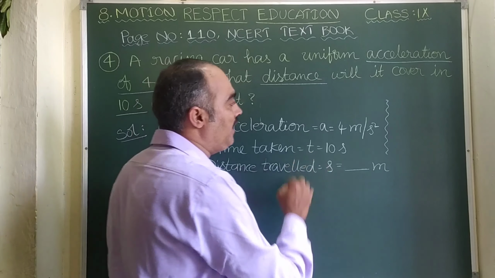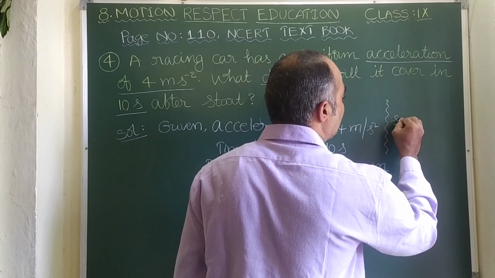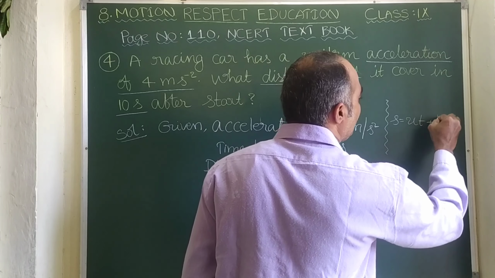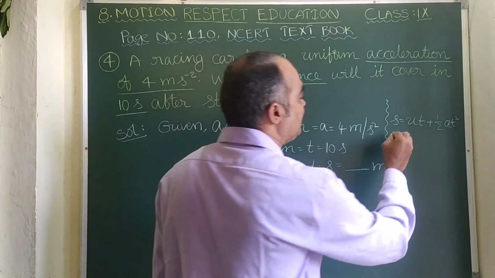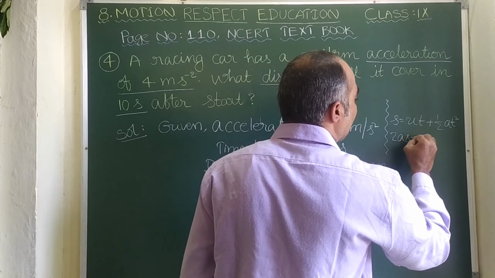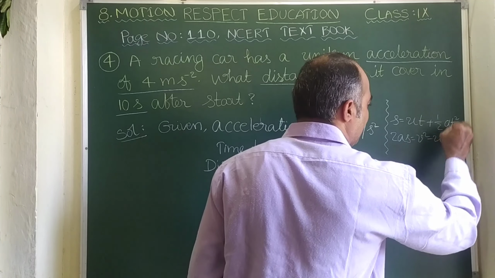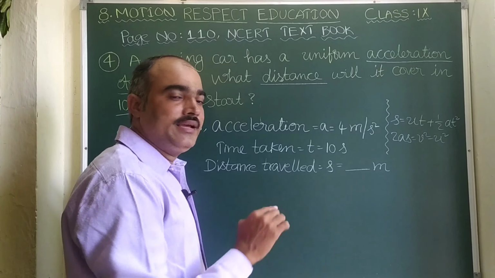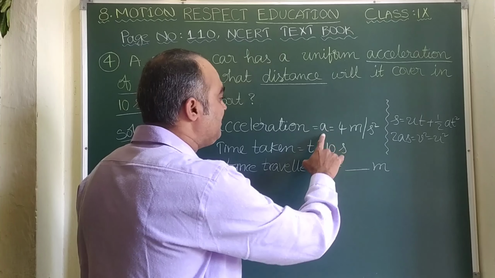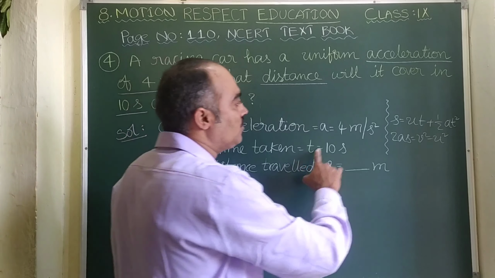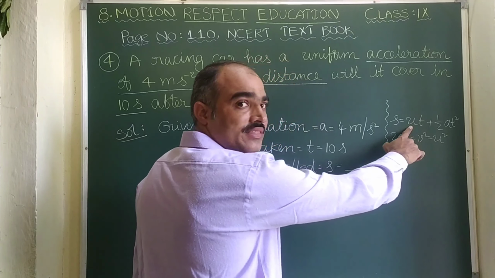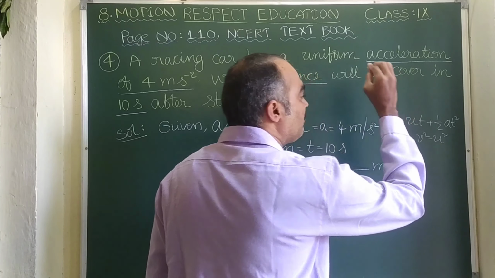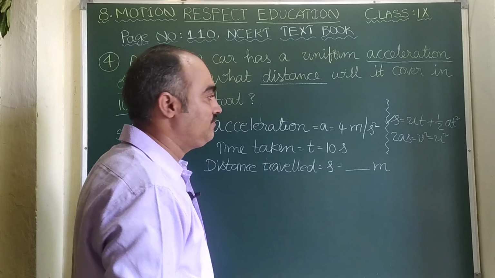For finding s, there are two formulas. First one, s is equal to ut plus half at square. And the second one is 2as is equal to v square minus u square. Here let us observe. a is given, t is given. So here a is there, t is there. So if we find u, then we can apply this formula for finding the distance travelled s.